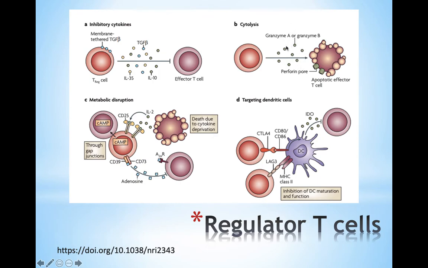Okay, so they can kill apoptotic effector T cells, T cells that are already probably not functioning anymore. So regulatory T cells secrete granzyme in order to induce apoptosis. Then they can also do metabolic disruption, which includes the high affinity CD25 protein.